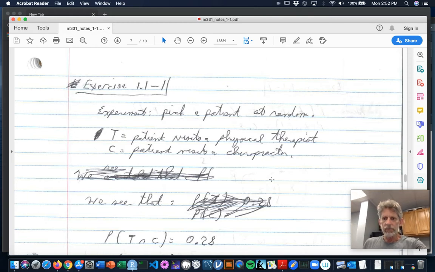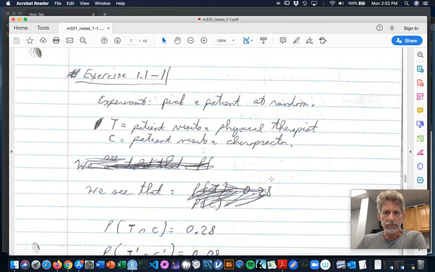First exercise, I'll go ahead and read from the book. Of a group of patients having injuries, 28% visit both a physical therapist and a chiropractor, while 8% visit neither. Say that the probability of visiting a physical therapist exceeds the probability of visiting a chiropractor by 16%. What is the probability of a randomly selected person from this group visiting a physical therapist?